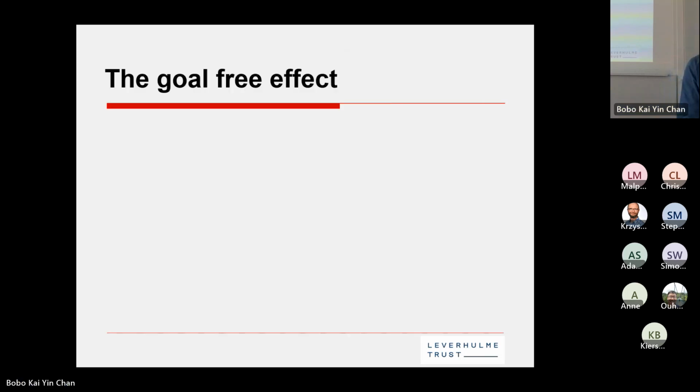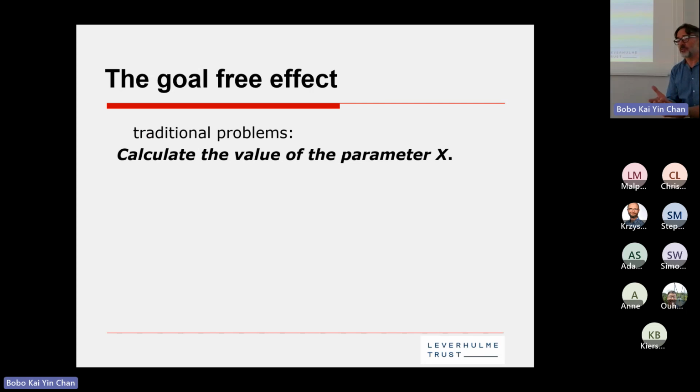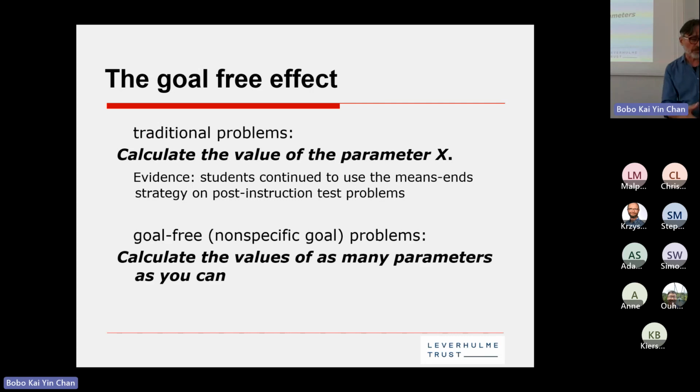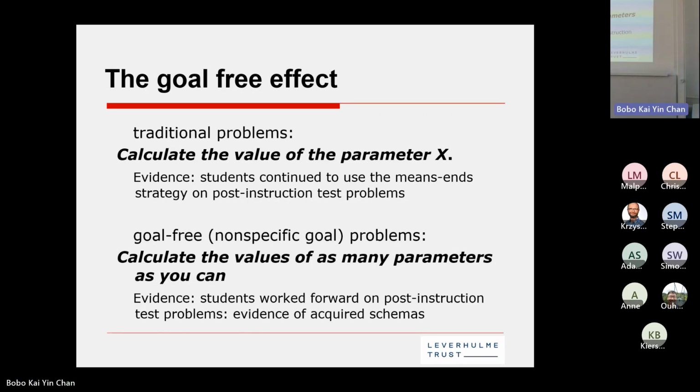In the general case, instead of finding the value of some parameter x, whatever the task is, you can reformulate the problem in this goal-free way: calculate the values of as many parameters as you can in this situation, in this task area. Again, there is some empirical evidence for this, called the goal-free effect. They found that the students who, in absolutely the same environment but in two experimental groups, those that have the goal present continue to use this search method again and again, like with those puzzles.